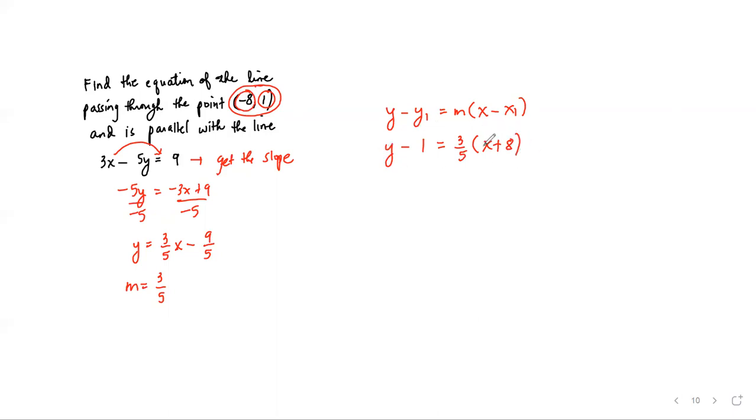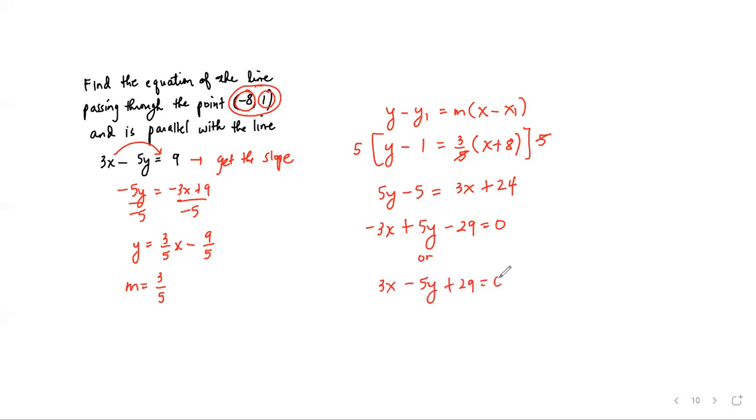If we are going to write this in the general form, then we multiply both sides by 5. So we get 5y minus 5 equals 3 times x plus 24. Transposing everything from the right side to the left side, we get -3x plus 5y minus 29 equals 0. Or we can write this as 3x minus 5y plus 29 equals 0. And this is the equation of the line that we're looking for.